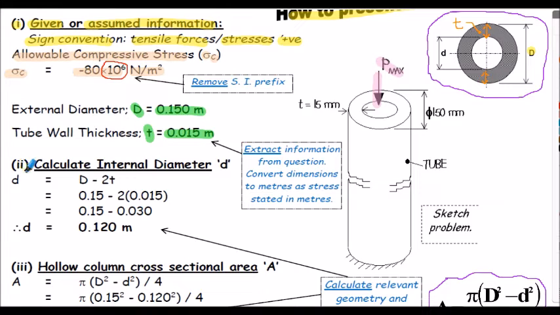So step 2, to calculate the internal diameter of the tube, lowercase d, the internal diameter will be the external diameter, capital D, minus twice the wall thickness, minus 2 times t. So that's what's shown here. The outside diameter is 0.15 meters, and we subtract from that 2 multiplied by the wall thickness of 0.015 meters. That evaluates to give us an inside diameter of 0.12 meters.